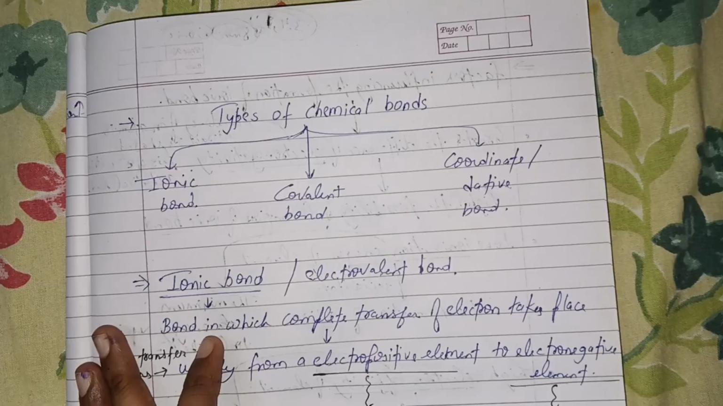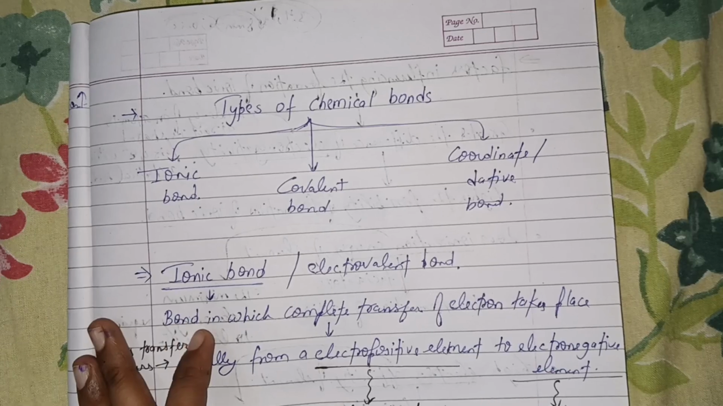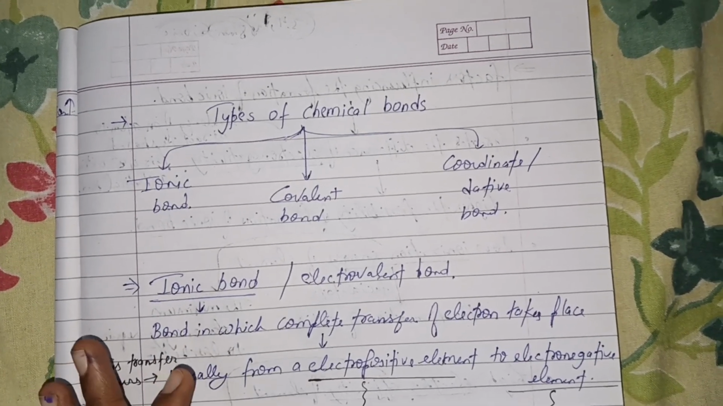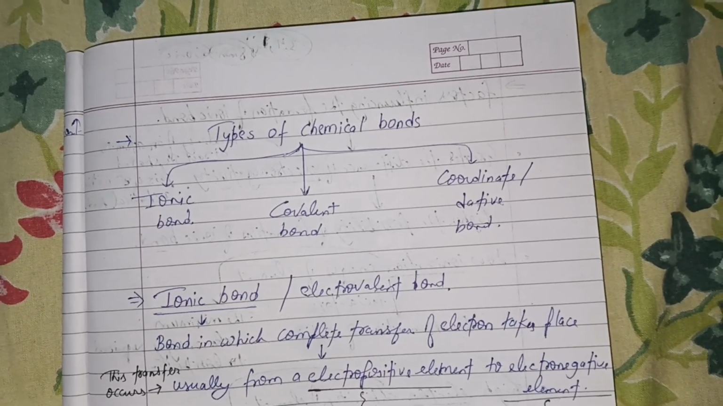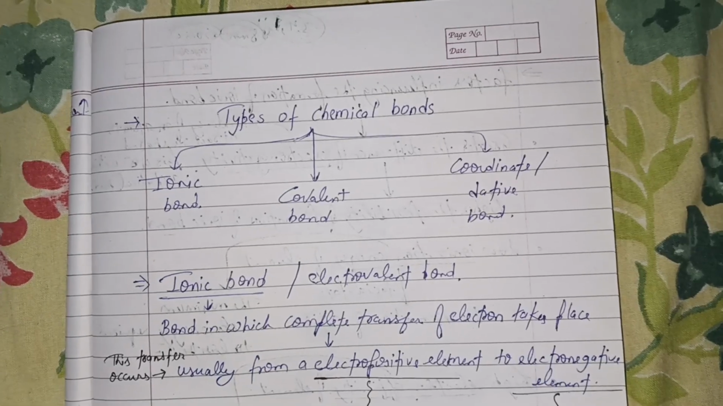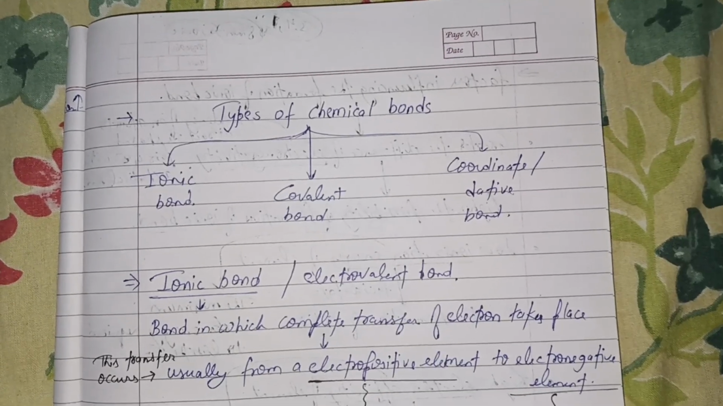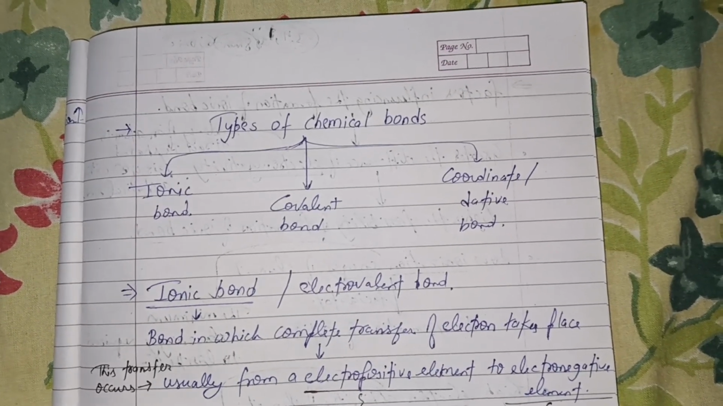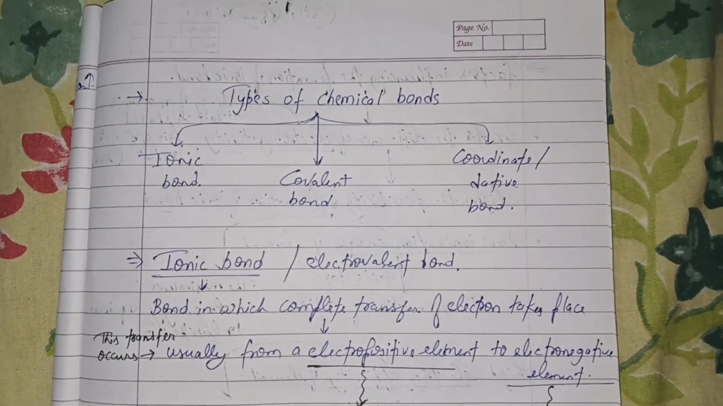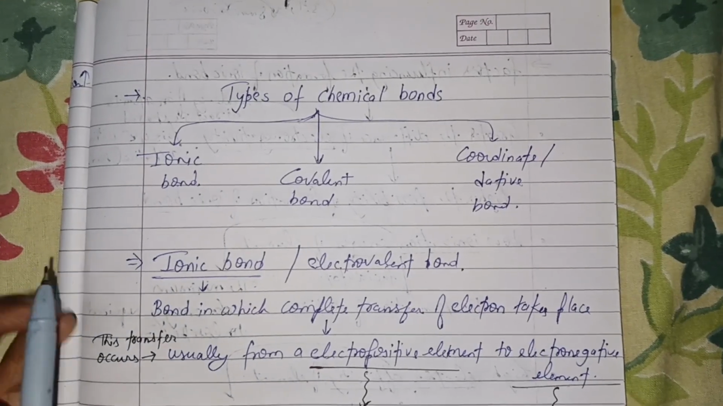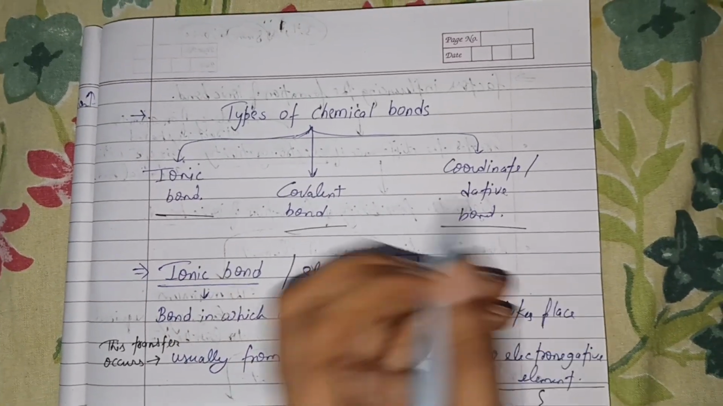And there we discussed the Lewis octet rule, that the valence shell should have 8 electrons for stability. So for achieving that stability, or for having 8 electrons in their valence shell, atoms have different ways to get those 8 electrons. For these different ways we have 3 types of chemical bond. First one is ionic bond, second one is covalent bond, and third one is coordinate or dative bond.